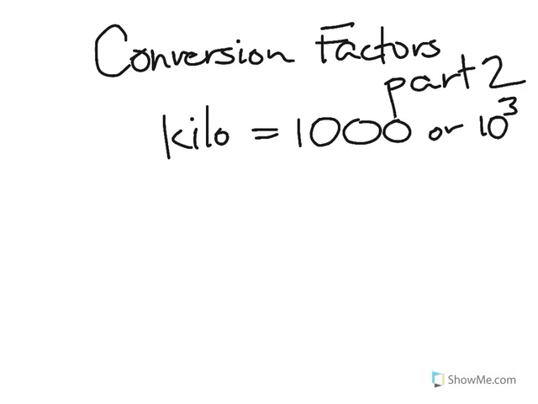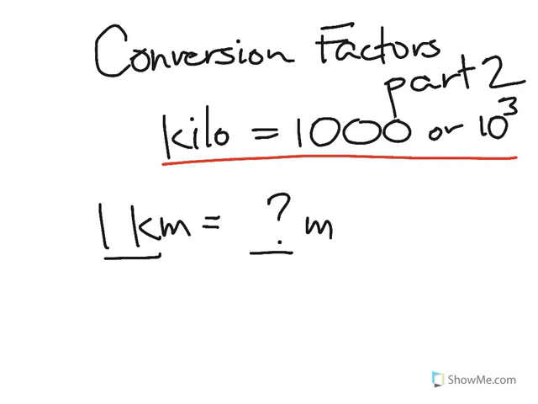Now, if I have 1 kilometer, km, I want to know how many meters this is. Well, the definition of kilo means 1,000, and if you're quick to figure this out, that means it's 1,000 meters. But let's go ahead and use the definition of kilo in our calculation. So let's write that out.